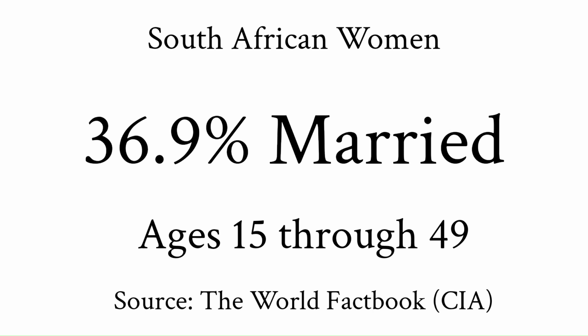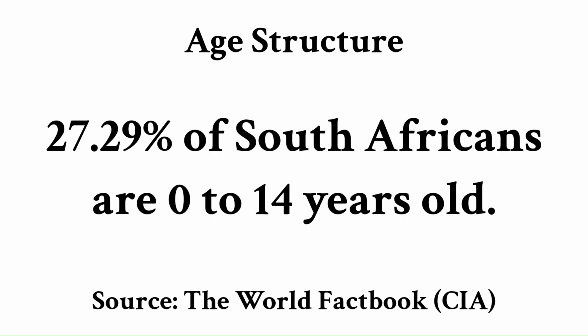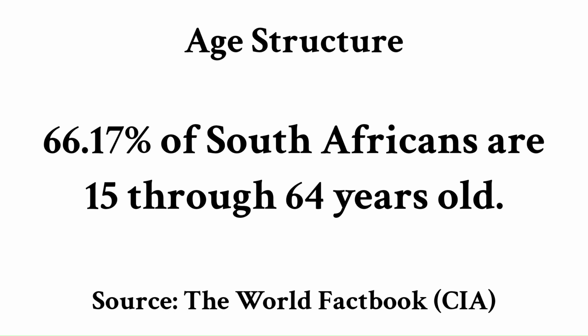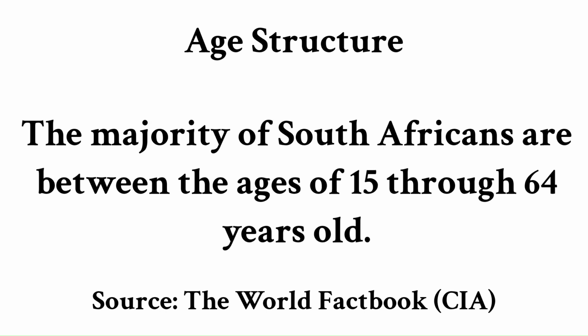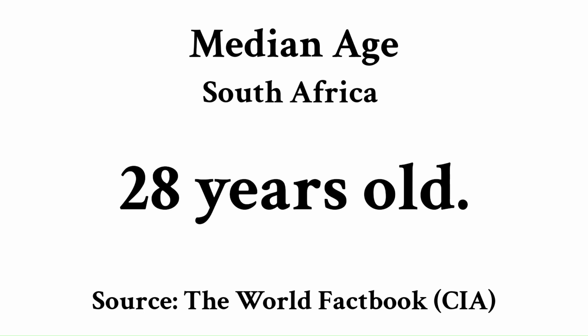36.9% of South African women representing the ages 15 through 49 are currently married. 27.29% of people in South Africa are 0 to 14 years old, 66.17% 15 through 64 years old, and 6.54% 65 years and over. The majority of South Africa's population is between the ages of 15 to 64 years old. The median age of South Africa is 28 years old.